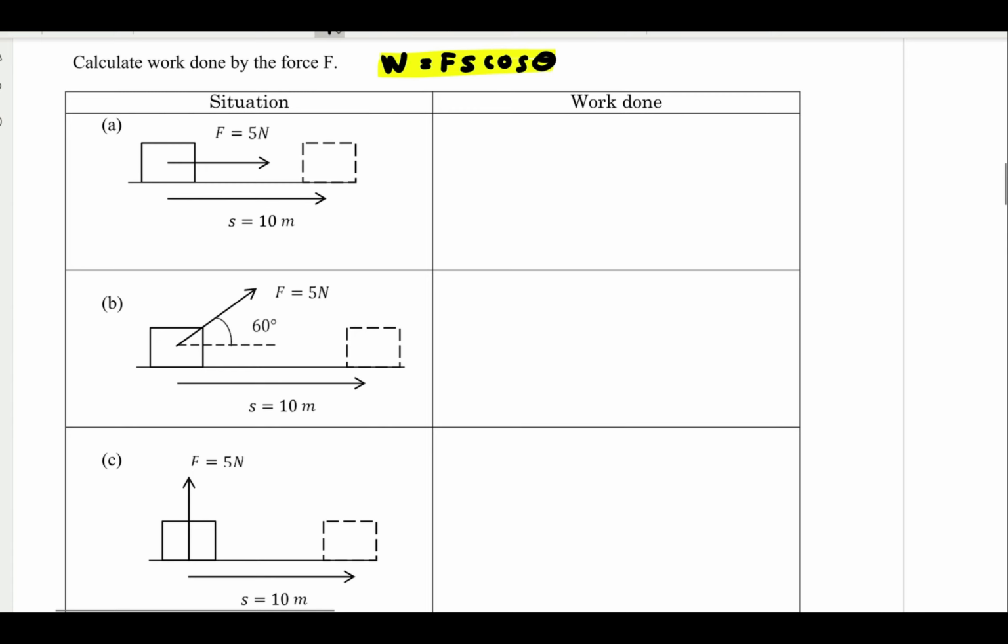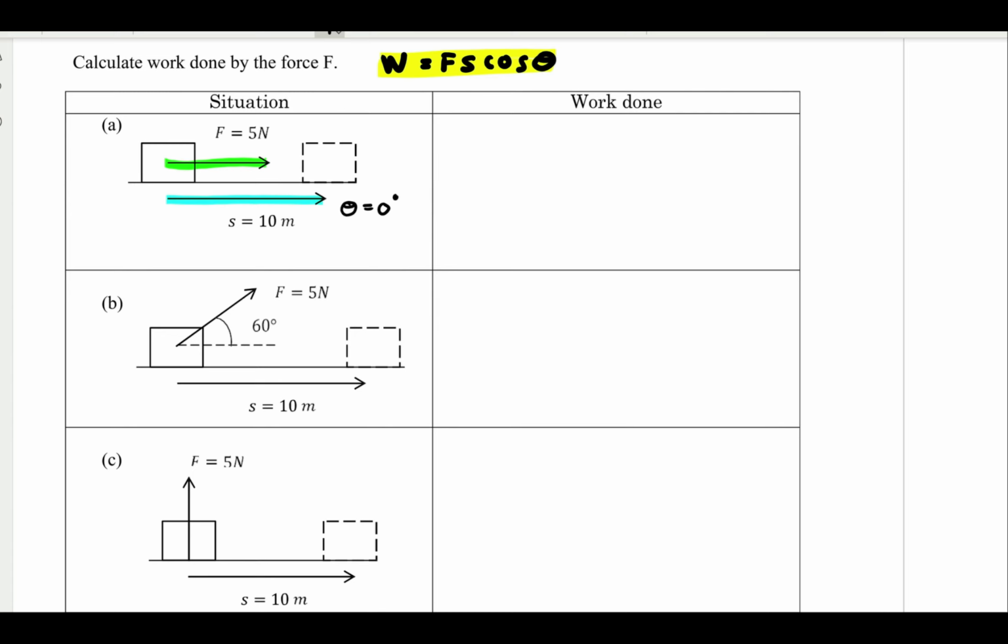Okay, jadi bila kita nak kira work done. So in this case, the first thing you must look at the angle between the force and the displacement S. Alright, so for example here, the direction of S to the right and the direction of F also to the right. Means that theta is equal to 0 degree. Sebab mereka parallel. Selari in the same direction.